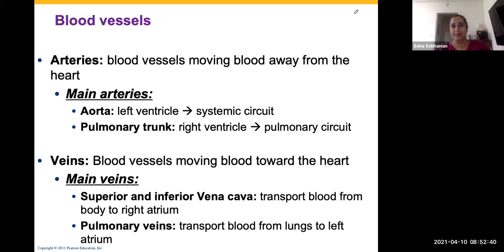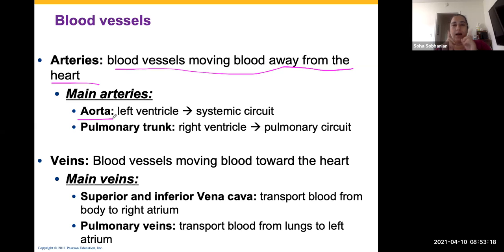So let's take a look, guys. Arteries are blood vessels, we already established, that move blood away from the heart. Now, for the heart itself, these are blood vessels of the heart, not just blood vessels of the body, but the ones directly connected to your heart. The main arteries of the heart include your aorta, which comes from your left ventricle and takes blood to your systemic circuit. So let's stop here and think about this, guys.